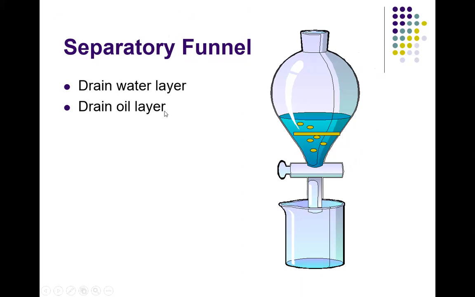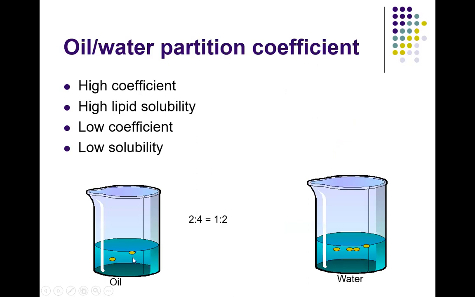Once it's separated, you drain the water layer. You open the little stopcock here and drain the water into this beaker, then close the stopcock, put a new beaker under there, and drain the oil layer in there. So here we're separating that out. You wouldn't be able to just pour the little molecules out. It would actually give you the water in each of those, the water here and the oil here.